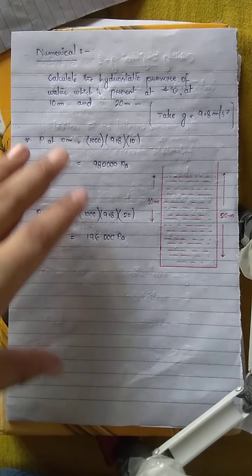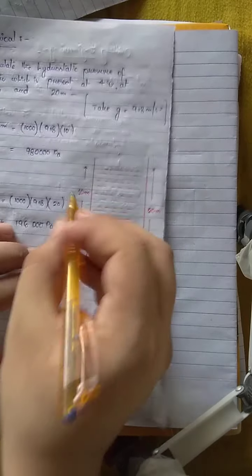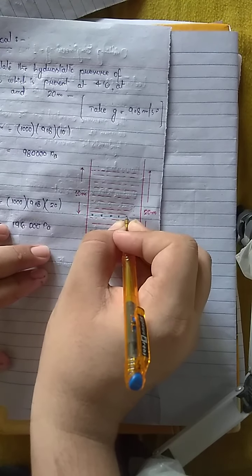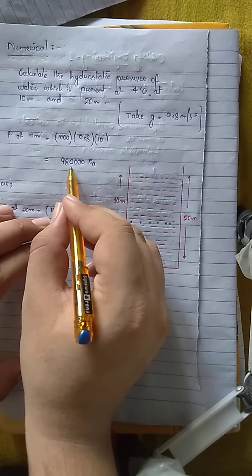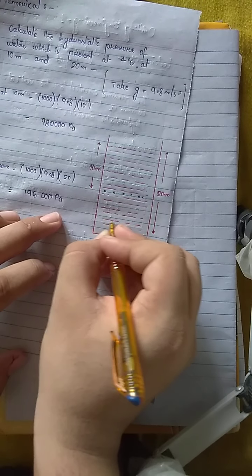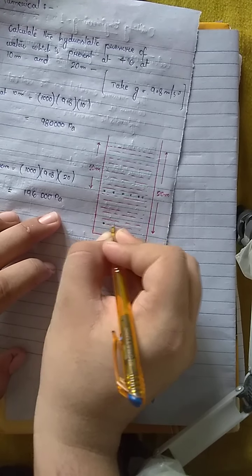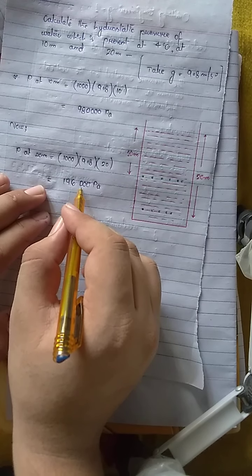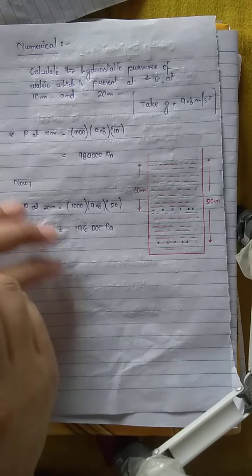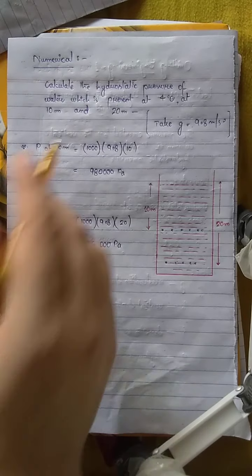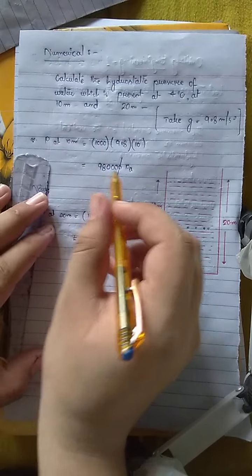These are the values of hydrostatic pressure at 10 meters and 20 meters. So every particle, every molecule of liquid which is present at 10 meter depth is experiencing 98,000 pascals pressure, whereas every particle of the liquid which is present at the depth of 20 meters is experiencing 196,000 pascals pressure. So this is the simple numerical of hydrostatic pressure.